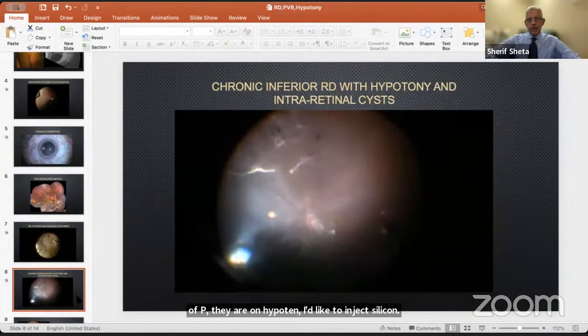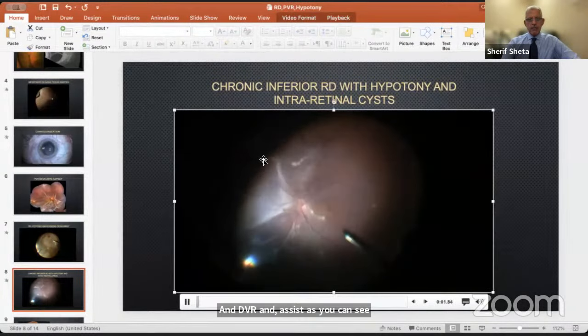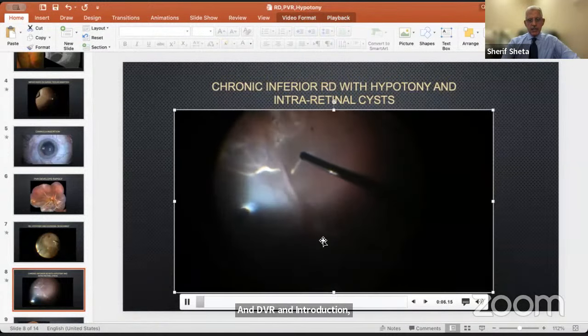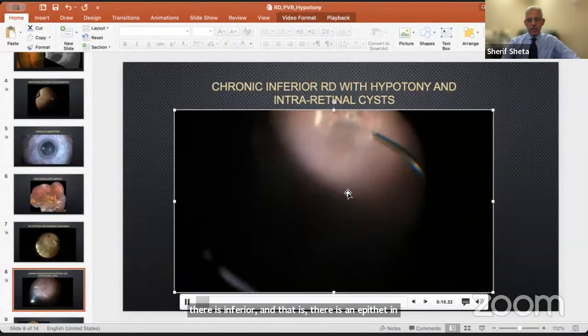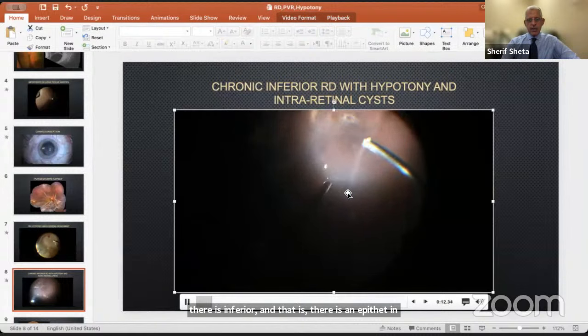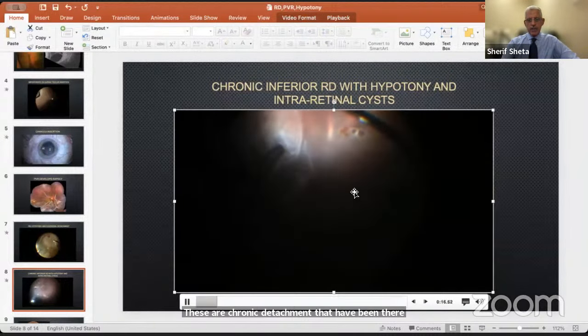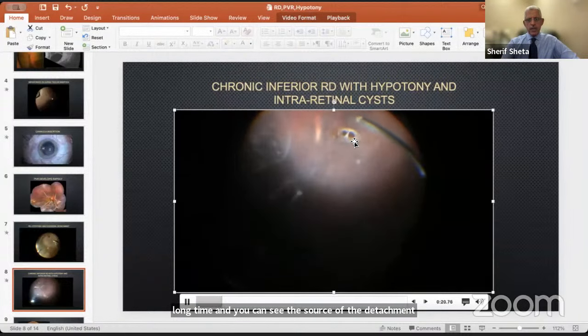This is another case of a chronic inferior retinal detachment with hypotony and PVR and intraretinal cyst, as you can see here. There is an inferior retinal cyst, there is an epiretinal membrane and subretinal membranes due to the chronicity, and you can see the vitreous pigment, the pigmented RPE cells. These are chronic detachments that have been there for a long time, and you can see the source of the detachment is these tiny two little holes. They are very small holes.